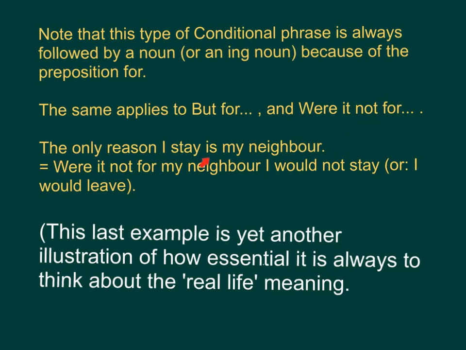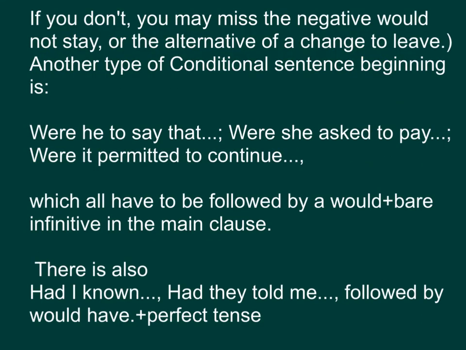The only reason I stay is my neighbor. Were it not for my neighbor, I would not stay, or I would leave. This last example is yet another illustration of how essential it is always to think about the real-life meaning. If you don't, you may miss the negative would not stay, or the alternative of a change to leave.